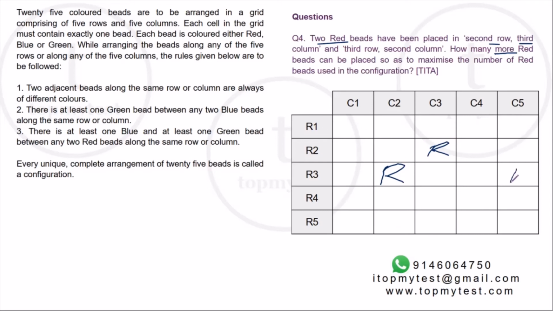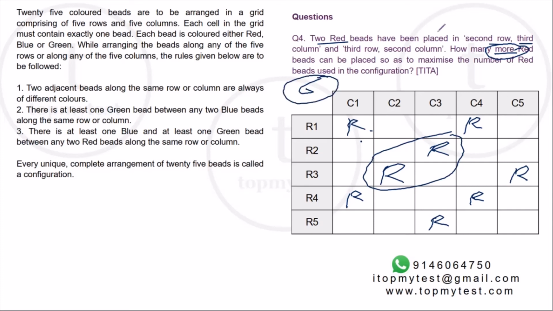So this will be red, right? This will be red, right? I can place a red here, right? 1, 2. So this can become a red. 1, 2. This can become a red. 1, 2. This can become a red. Now the question is, how many more reds are there? Now total of 8 have been placed on the grid, out of which 2 were already fixed. So you can add 6 more. So the answer is 6 for this as well.